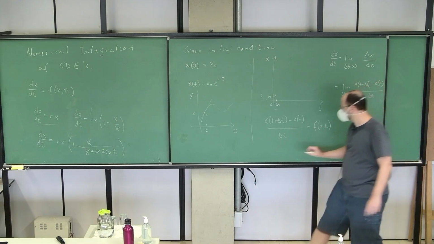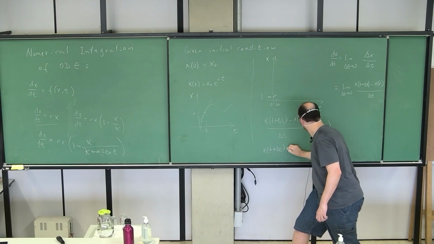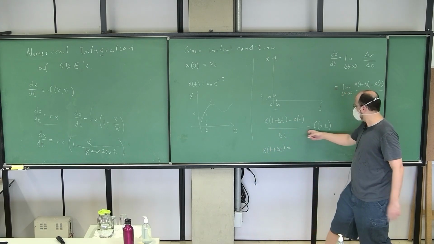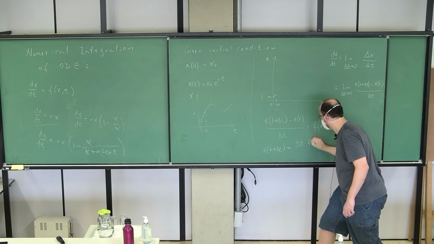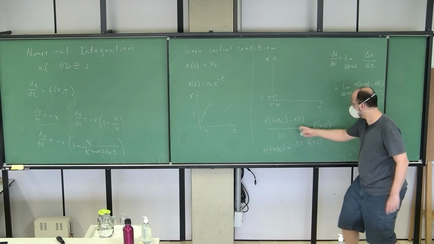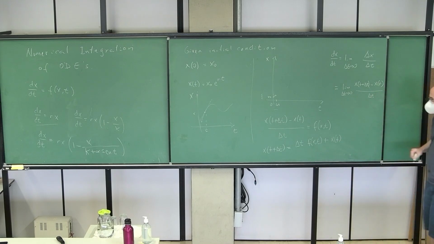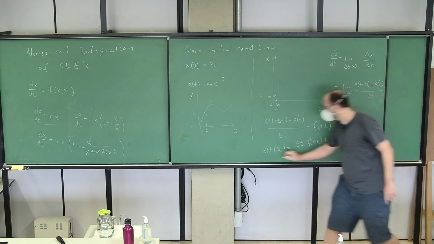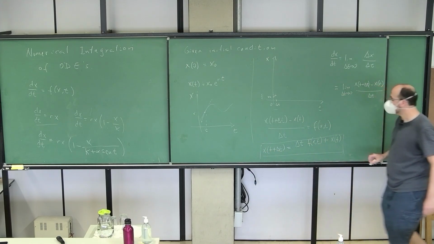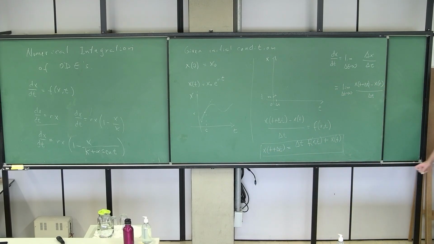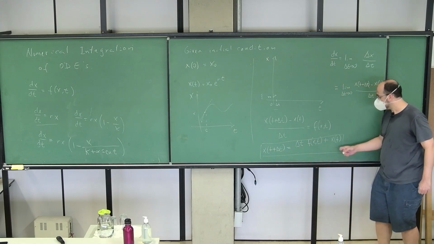So x of t plus delta t is equal to f of x times delta t plus x of t, okay? Like this. So what does this do for us? It gives us how to calculate x at a posterior point in time, given that I have x at time t.